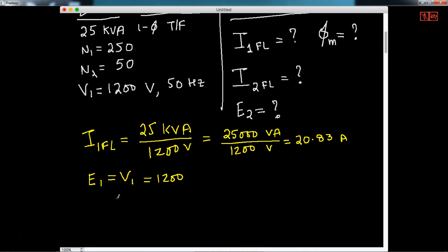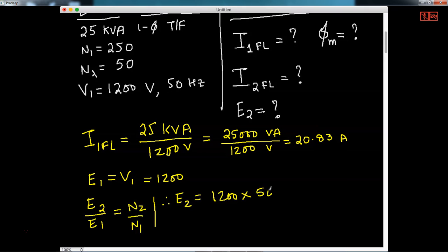And what is E2? We know E2 by E1 is equal to N2 by N1. Therefore, E2 is nothing but E1 into N2 by N1. That is 1200 into the number of turns in the secondary, 50, and the number of turns in the primary, 250. So how much is this? This goes 5 times, and then 5 2s is 10, 5 4s is 20, so 240. So this is 240 volts.